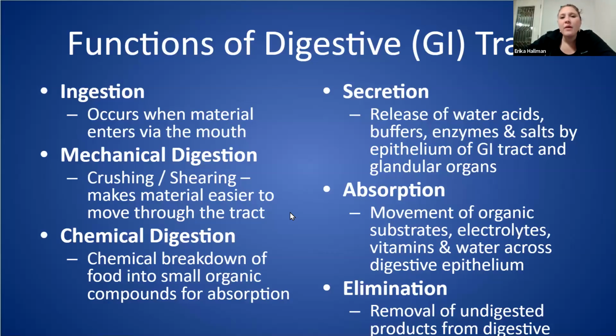When we zoom back out and look at the digestive tract as a whole, there are 6 main functions. The first function of the digestive tract, or the GI tract, is going to be ingestion. Ingestion means to bring food into yourself. So this is going to include the mouth and the teeth, and this is going to be how we essentially get food into us. The second function is called mechanical digestion.